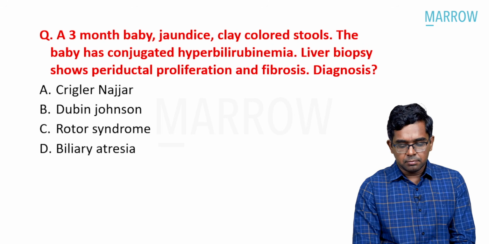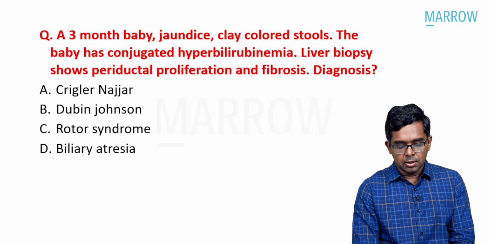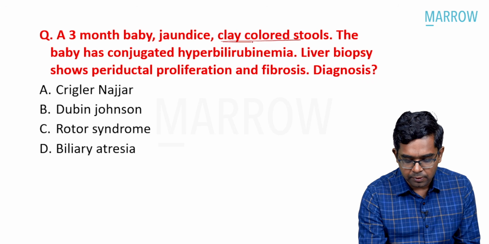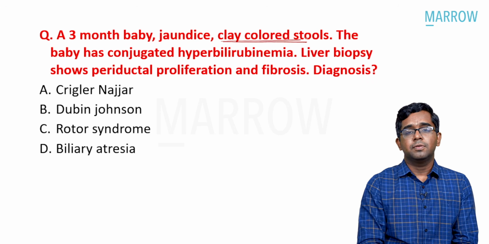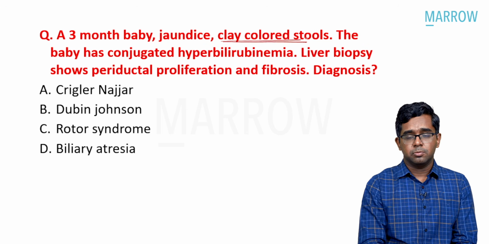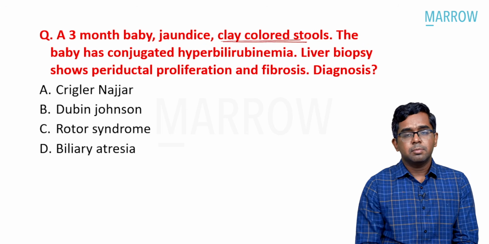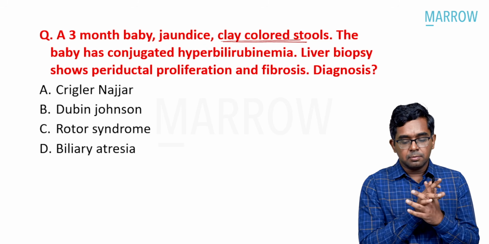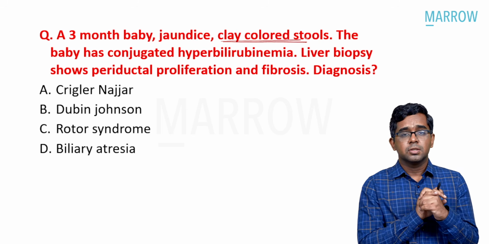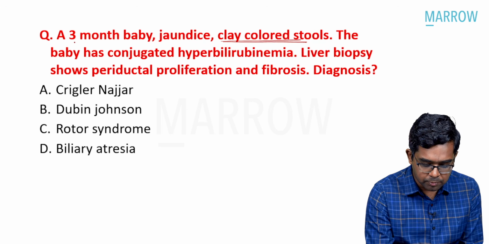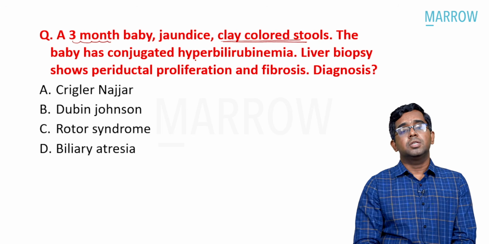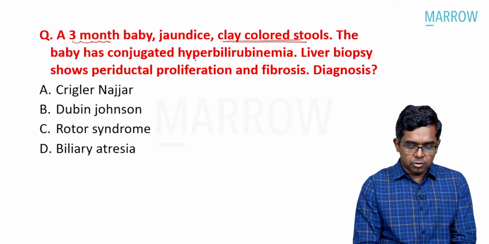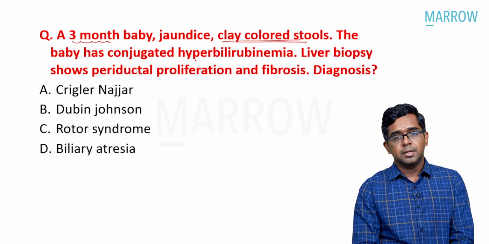A 3-month-old baby had jaundice and clay colored stools. The baby has conjugated hyperbilirubinemia. Remember, clay colored stools is one of the characteristic clinical features of a child who has jaundice with increased conjugated bilirubin levels. Now, liver biopsy shows an additional finding, based on which your answer will be decided. It shows periductal proliferation and fibrosis. What is the diagnosis? Remember, it is a small baby presenting with conjugated bilirubin increase. Look at the options: Crigler-Najjar syndrome, Dubin-Johnson syndrome, Rotor syndrome and biliary atresia.